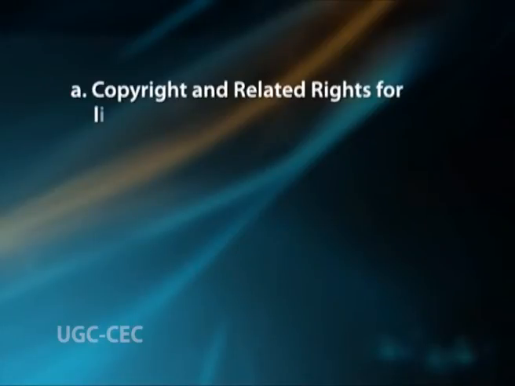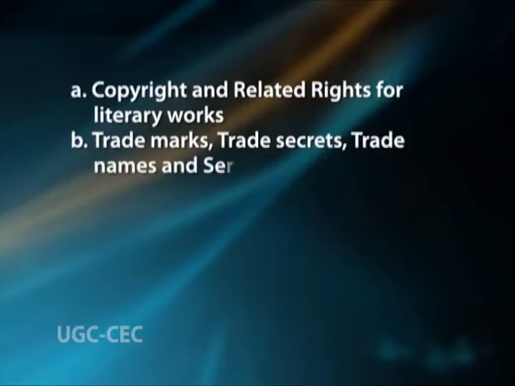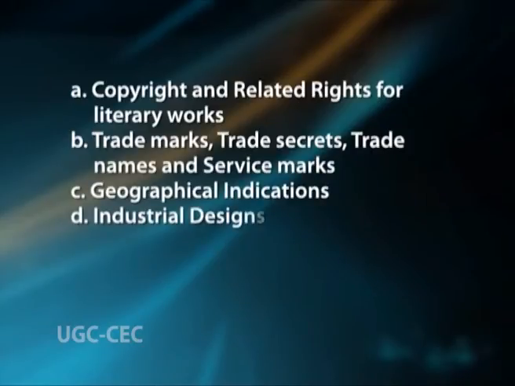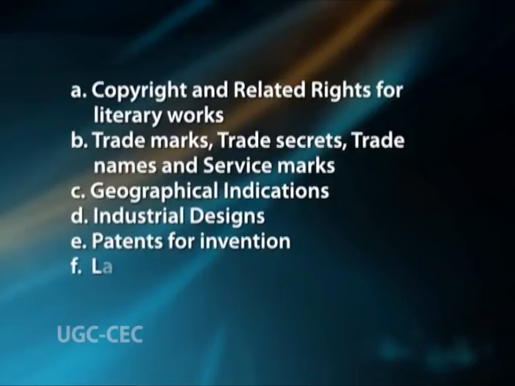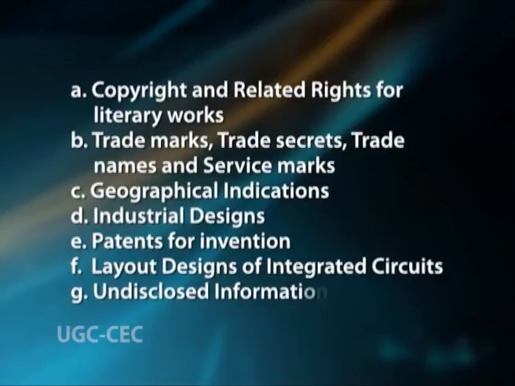The TRIPS agreement of the WTO recognizes 7 types of intellectual property rights: copyright and related rights for literary works, trademarks, trade secrets, trade names and service marks, geographical indications, industrial designs, patents for invention, layout designs of integrated circuits, undisclosed information.